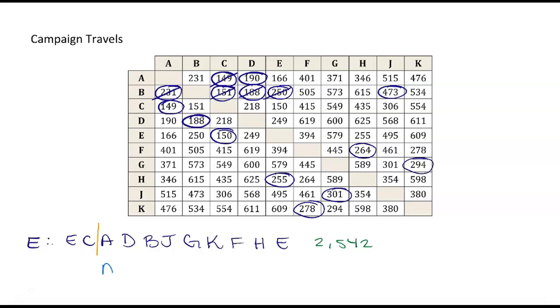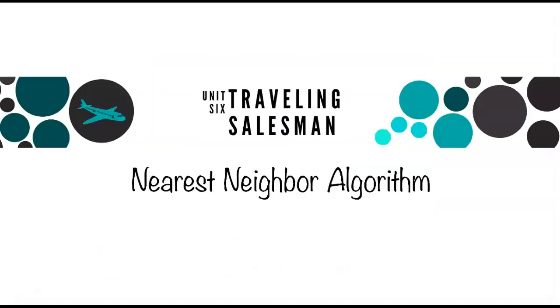Beginning at A, we'll go to D, B, J, G, K, F, H, and E. And once we reach E, we'll go back to the beginning of the list, head to C, and back to A. Now we've transformed the route with start and end at E into an equivalent route that begins and ends at A with the same distance of 2,542 miles. And that will conclude this lecture video on the nearest neighbor algorithm, along with the repetitive nearest neighbor algorithm.